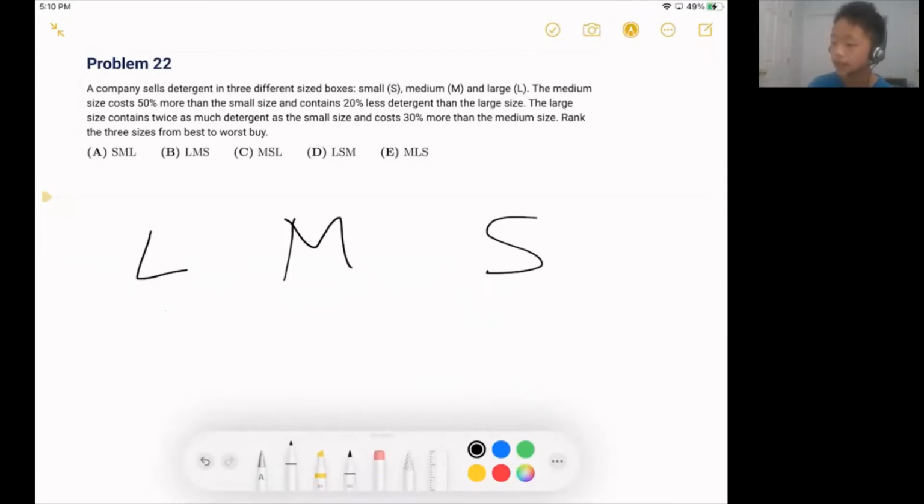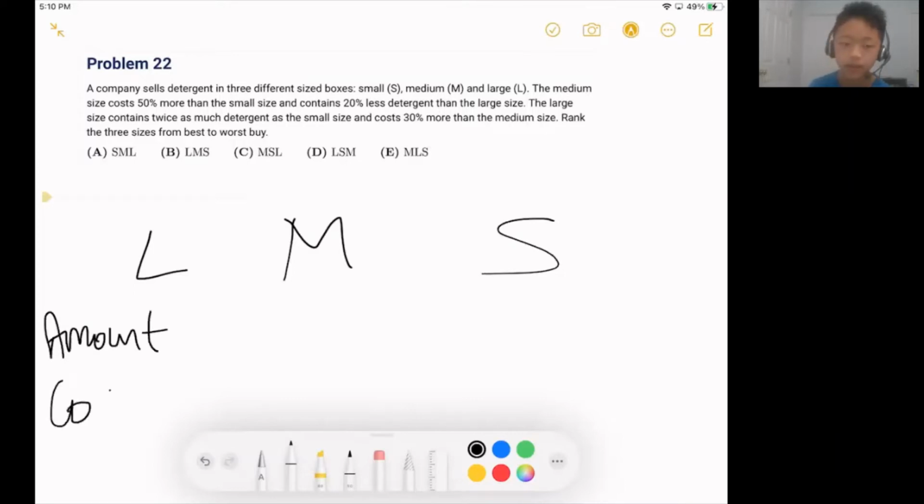And let's say we have amount and we have cost, right? So we kind of have this table here. It says the medium size costs 50% more than the small size. In this question, it doesn't actually matter what the actual numbers are, as long as the relative ratio is the same, then we're fine.